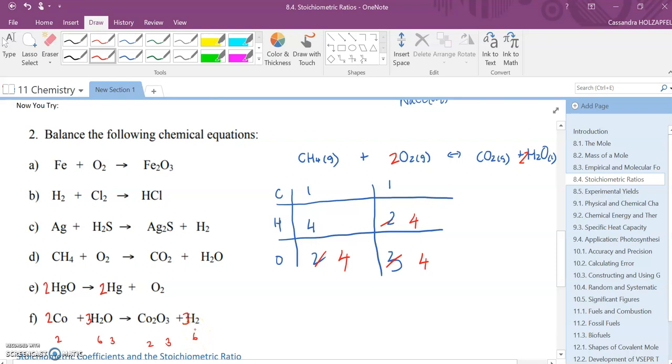All right, so this video was mainly focusing on the balancing of chemical equations. So the next video, we're going to start to look at stoichiometric coefficients, stoichiometric ratios, and we're going to start talking about excess and limiting reactants.